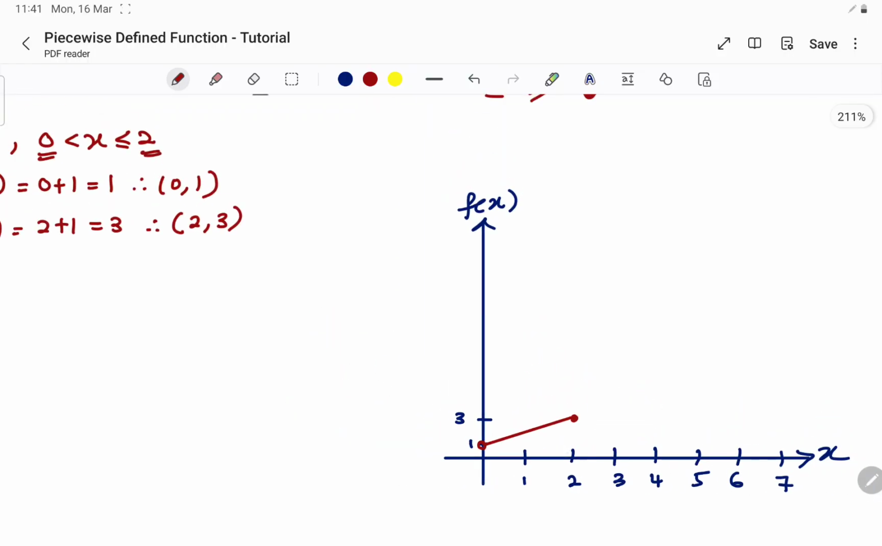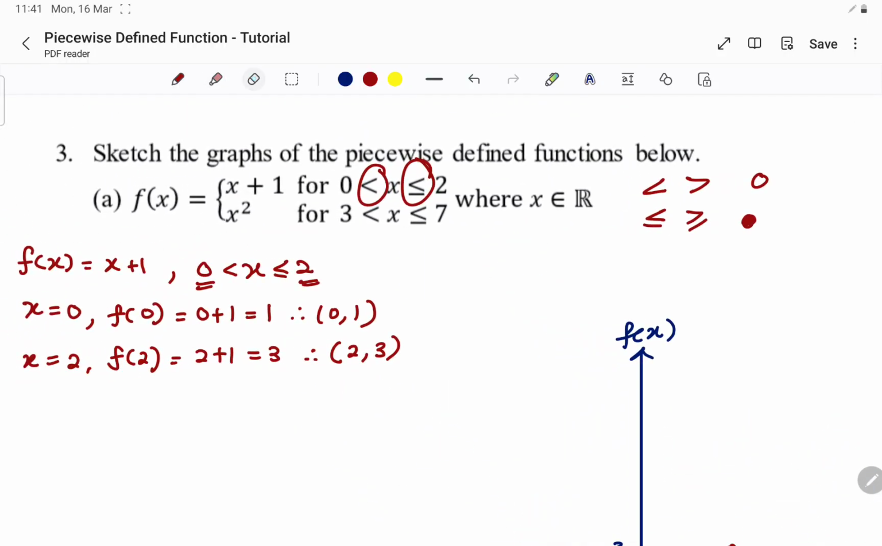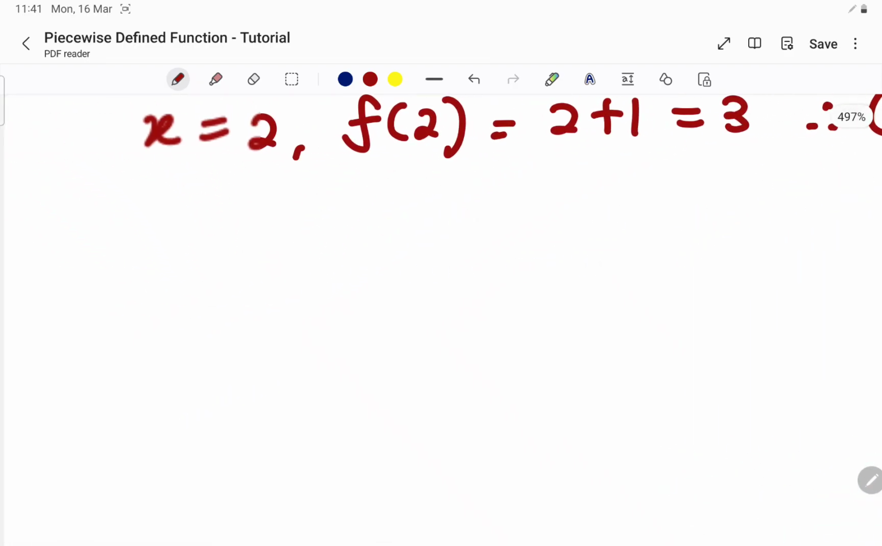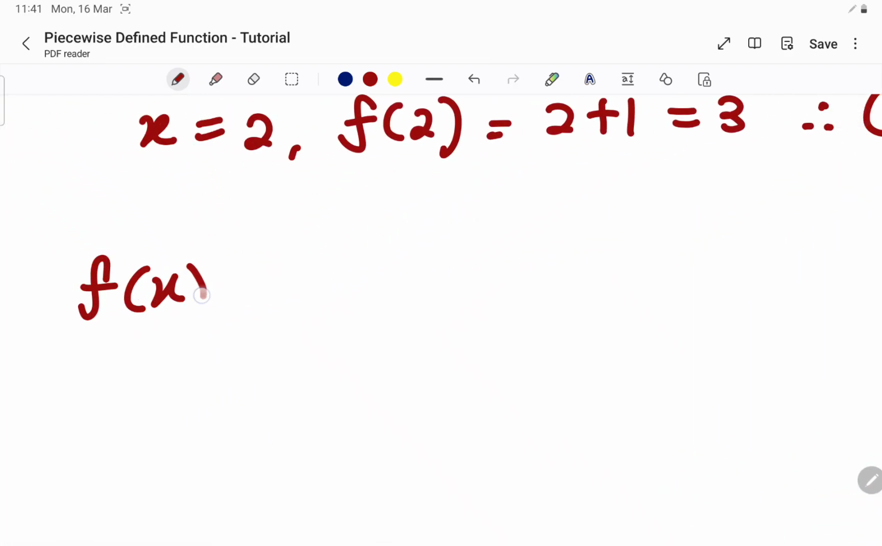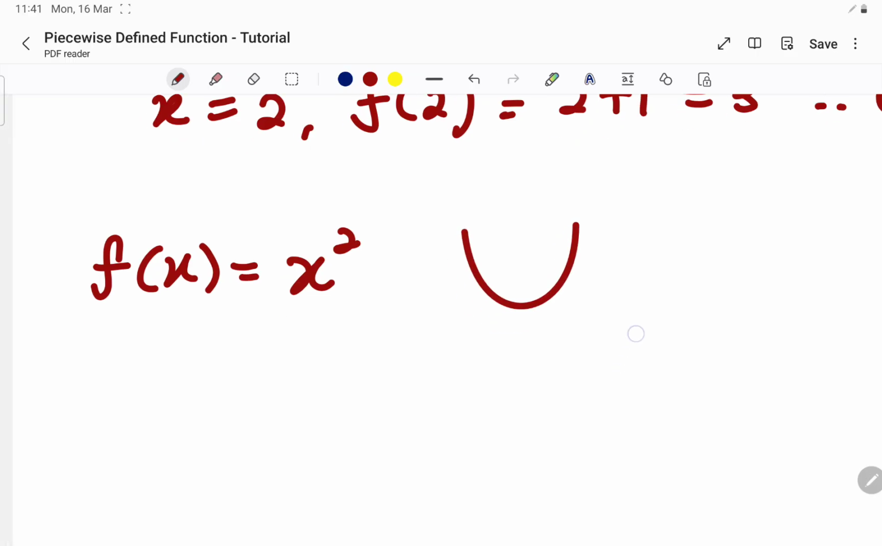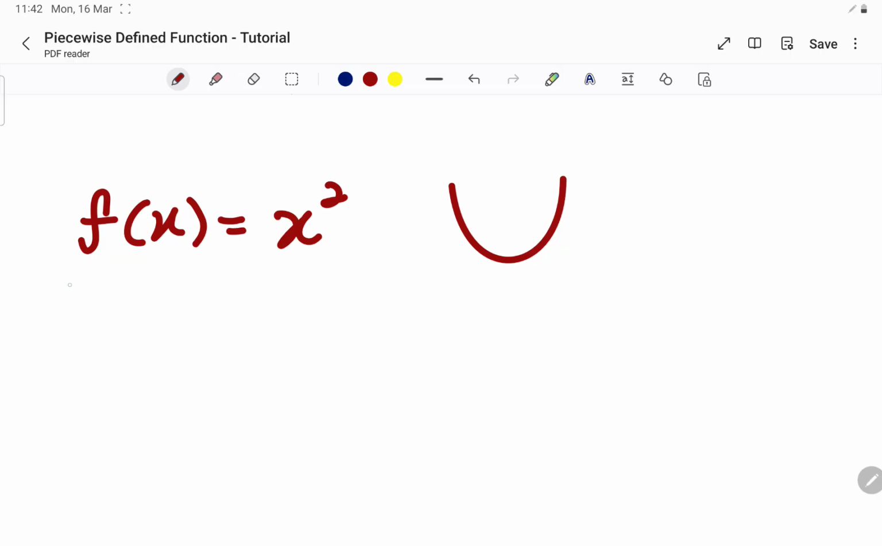Okay, so we will do the next piece, which is equal to x squared. So now we have function fx is equal to x squared. So we know this is actually a smile graph, quadratic. In order to know how many roots we have, you use b squared minus 4ac. Okay, you will get 3 square, then you're going to get 9, right?